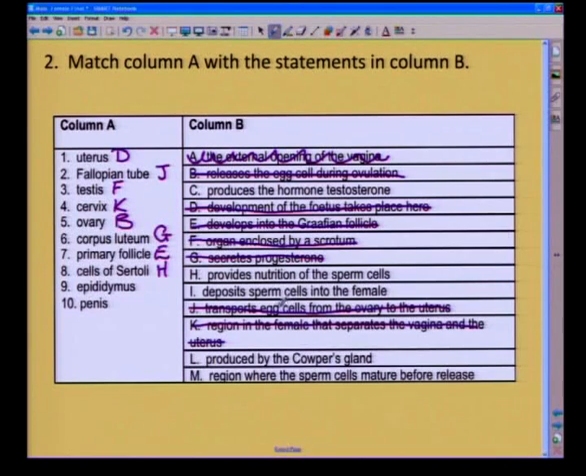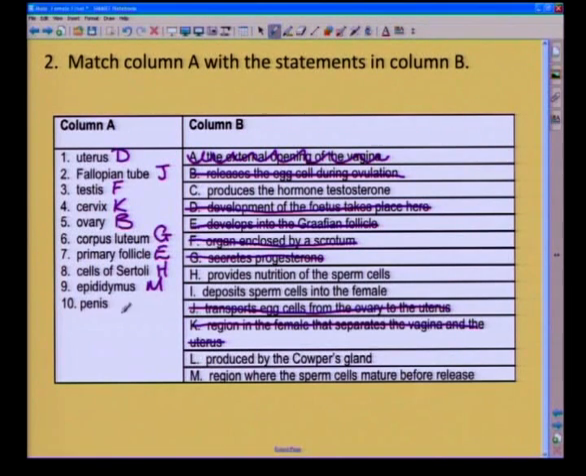Let me just see here. Provides nutrition for the sperm cells, no. Deposits the sperm, no. Produced by the corpus gland, definitely not. It's the region where sperm cells mature before release. There we go. And there's our M.